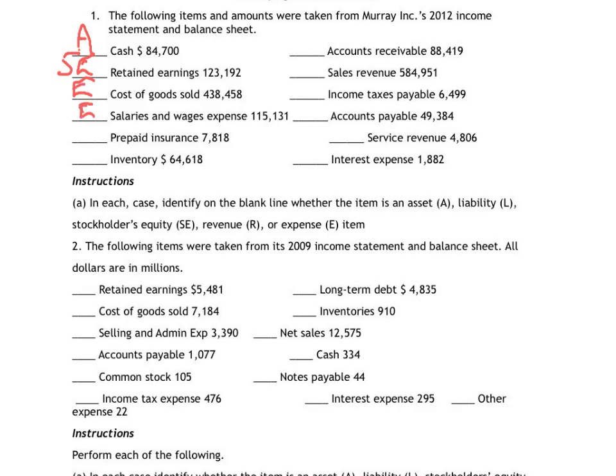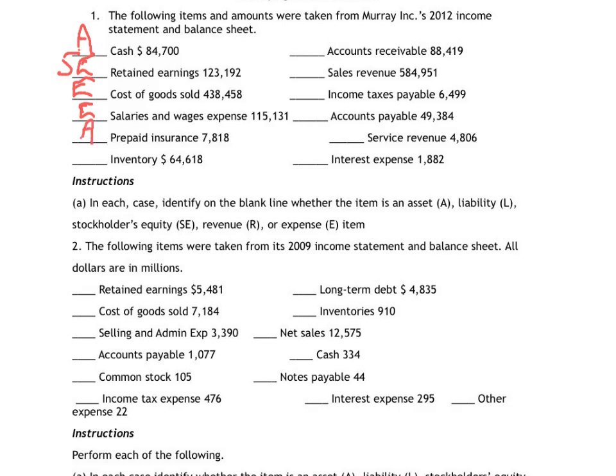Prepaid insurance. Now, this is an asset account. Now, when you buy an insurance policy, you pay for a year in advance. You haven't used it up. When you use up insurance, that's insurance expense. But when you prepay the insurance for a year, what you have is an asset, which you will use up over the course of the year. So prepaid insurance is an asset.